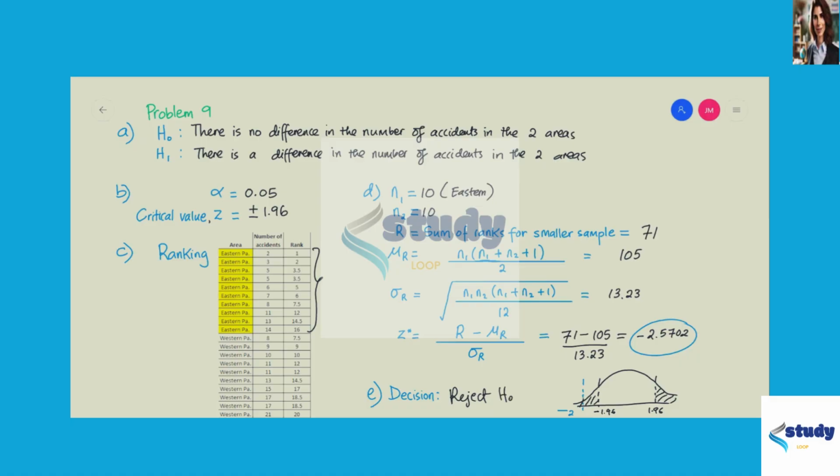And rejecting the null hypothesis H0 leads us to make the conclusion that there is enough evidence to support the claim that there is a difference in the number of accidents in the two areas. We also say that the number of accidents may be related to the number of hunters in the areas.